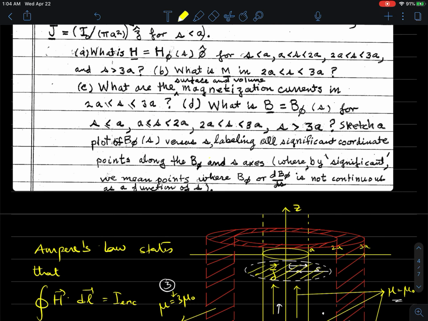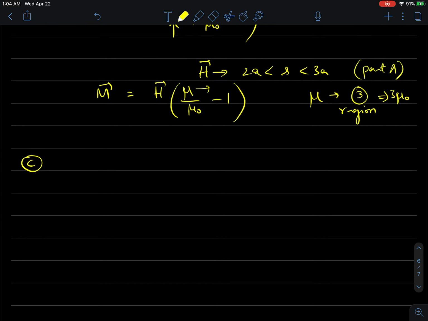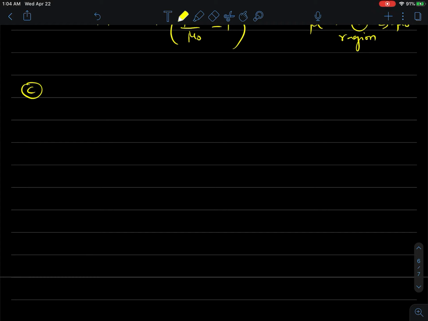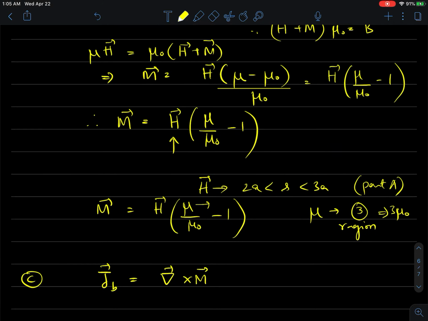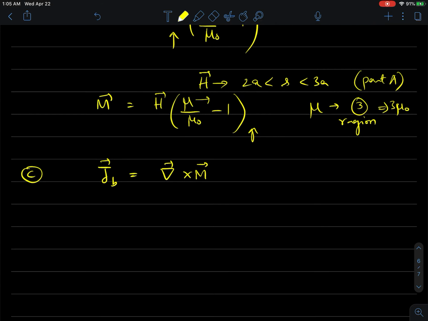So in part C, the question asks us to find the surface and volume magnetization currents in the region 2A to 3A. Finding surface and volume magnetization currents was already explained in another problem, problem 2. The volume current is given by del cross M. Now M we have found in part B, so use that M here.